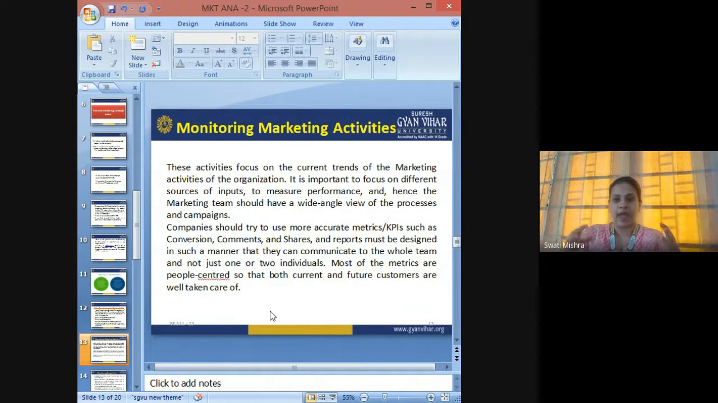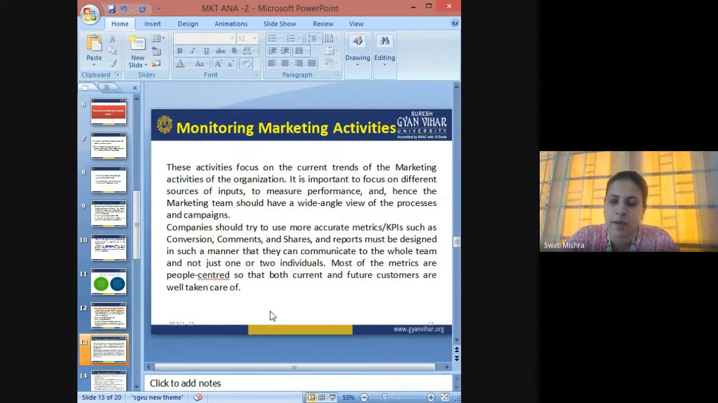By analyzing how many people could be roped in through one marketing campaign, it is easier to find out the buzz that was created. Or else, if there was a marketing campaign online, how many people shared that campaign on their social media walls or pages is also a buzz. So these activities basically focus on these types of current trends or marketing activities of these organizations.